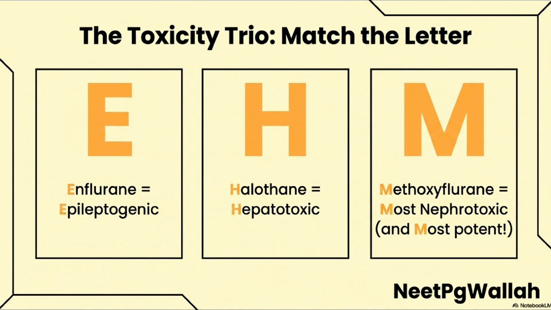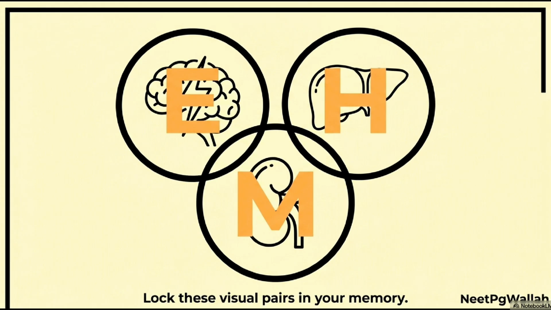Seriously, it's that simple. Lock these conceptual pairs into your memory right now. E ties to the brain for epilepsy, H ties to the liver for hepatotoxicity, and M ties to the kidney for nephrotoxicity. If you can clearly visualize these 3 overlapping concepts during your exam, you'll instantly match the agent to the damaged organ without even a second thought.